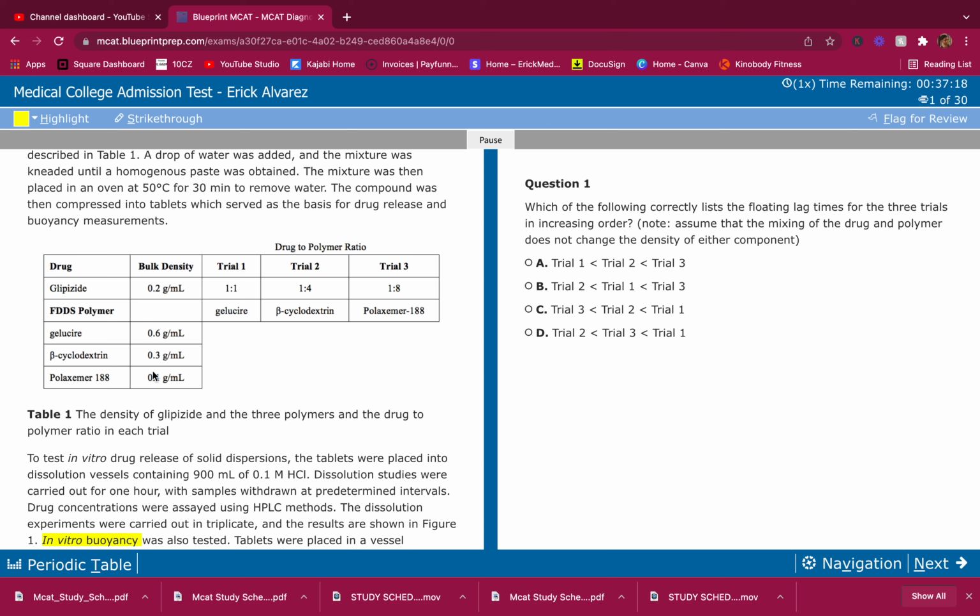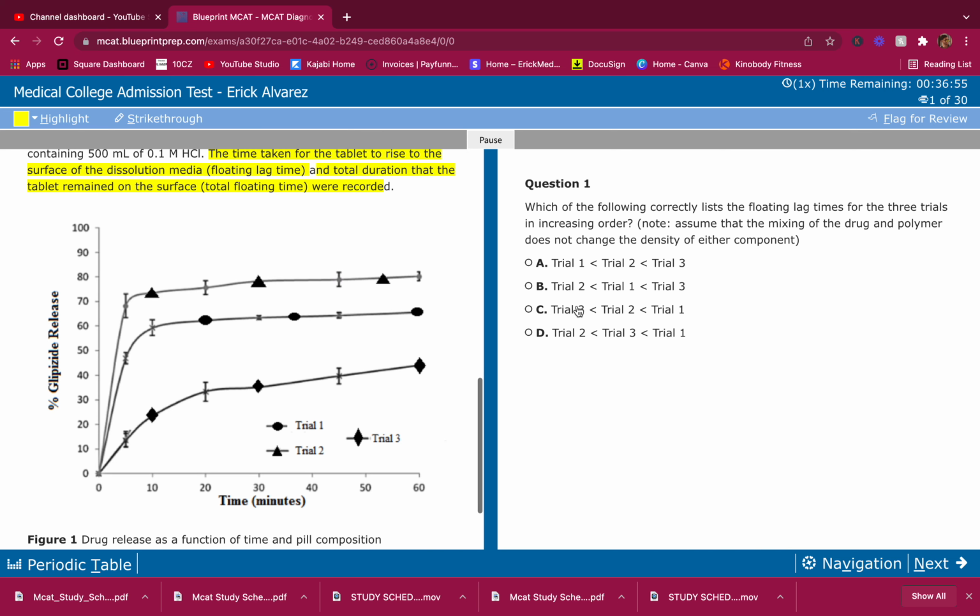So, what's the lightest here? This one. This one's pretty light. This one's heavier. This one's the heaviest. Least dense, more dense, most dense. Okay. The one that's the least dense will take a shorter amount of time to float. That's the most dense, take a longer time to float. 3, and then 2, and then 1. 3, 2, 1. Cool.